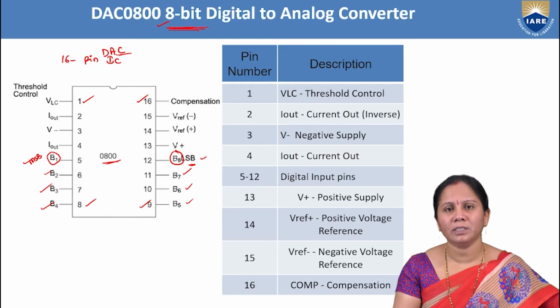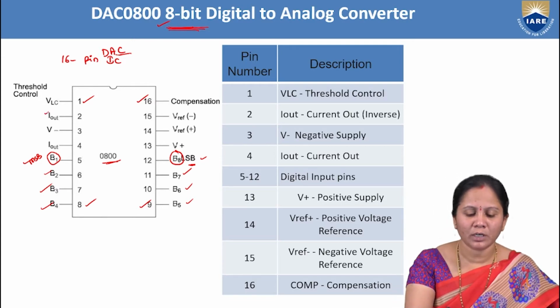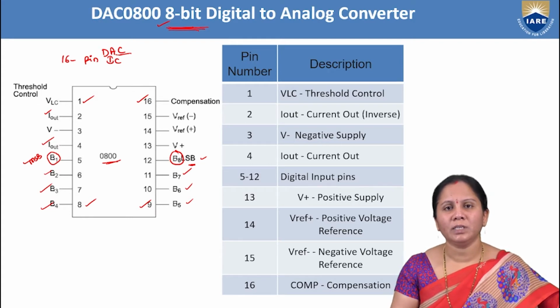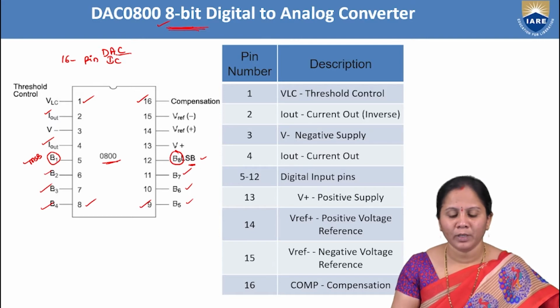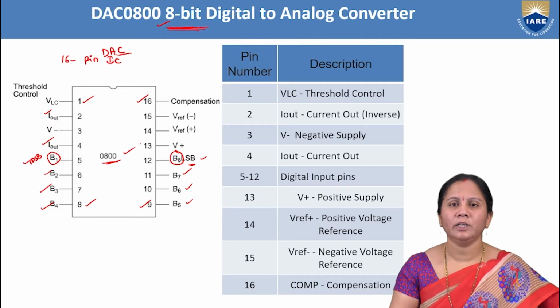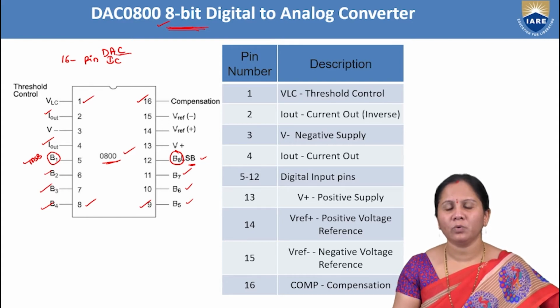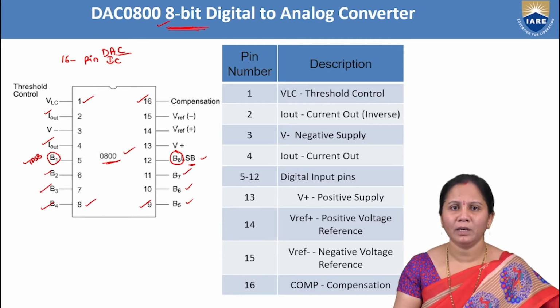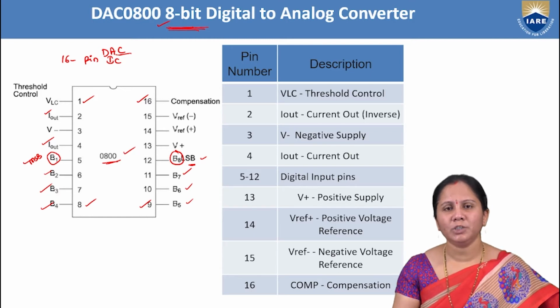In order to collect the analog output, it is possible with two signals: one is I out, another one is I out bar. Through these two I out signals, the analog output data will be collected. To convert digital data into analog, we have different techniques: one is weighted resistor, another is the R2R ladder network. Among all these techniques, the R2R ladder network is preferred. If you take weighted resistors, the number of resistors will be more. With an R2R ladder network, only two resistor values are arranged like a ladder to perform the digital to analog conversion.